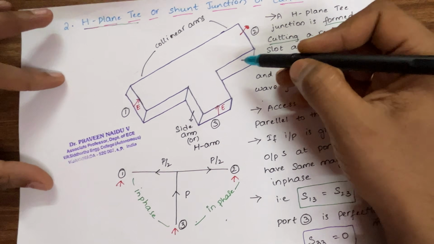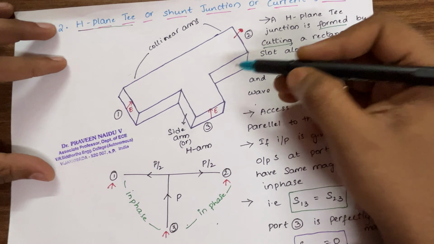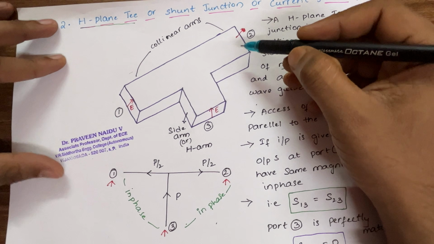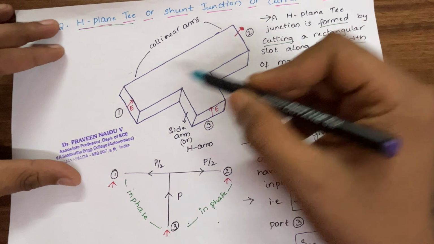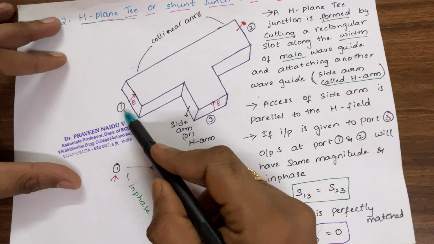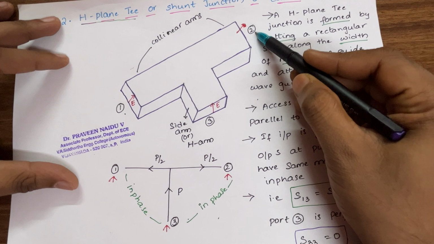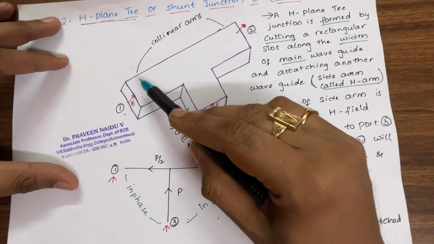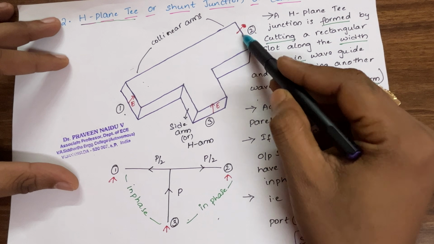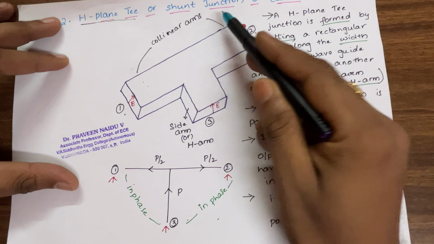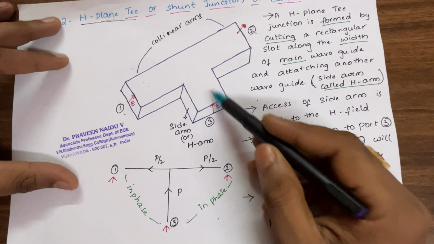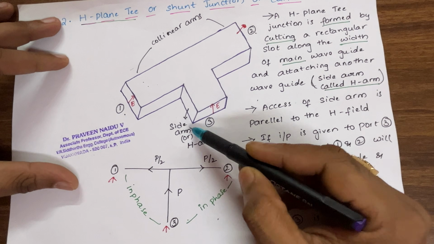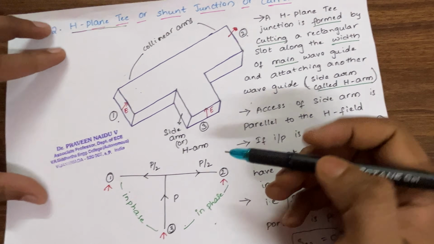So this is the structure of the H-plane T, which is similar to the E-plane T, where we have three ports, that is port number 1, port number 2. So this is a single main waveguide. These two arms, port 1 and port 2 arms, are called collinear arms. And the third port is named the side arm or H arm.